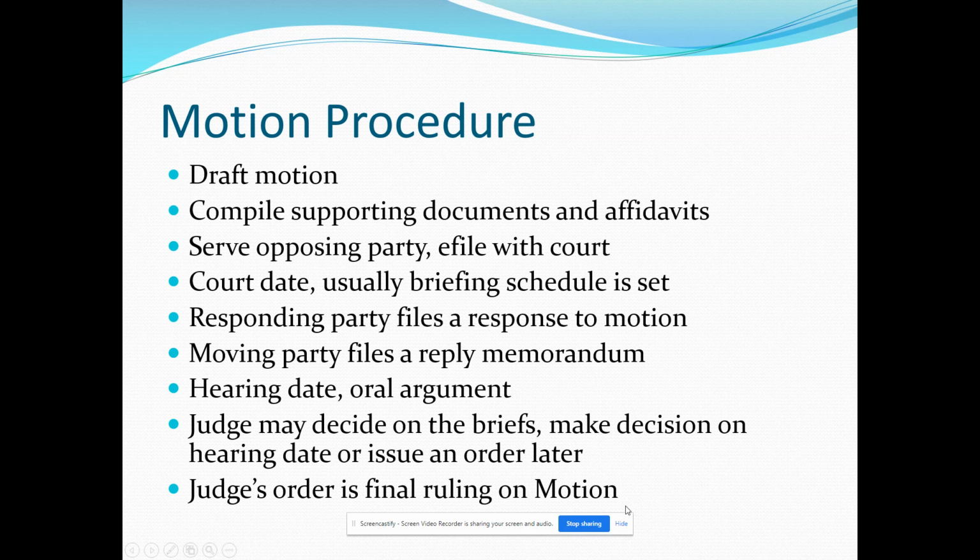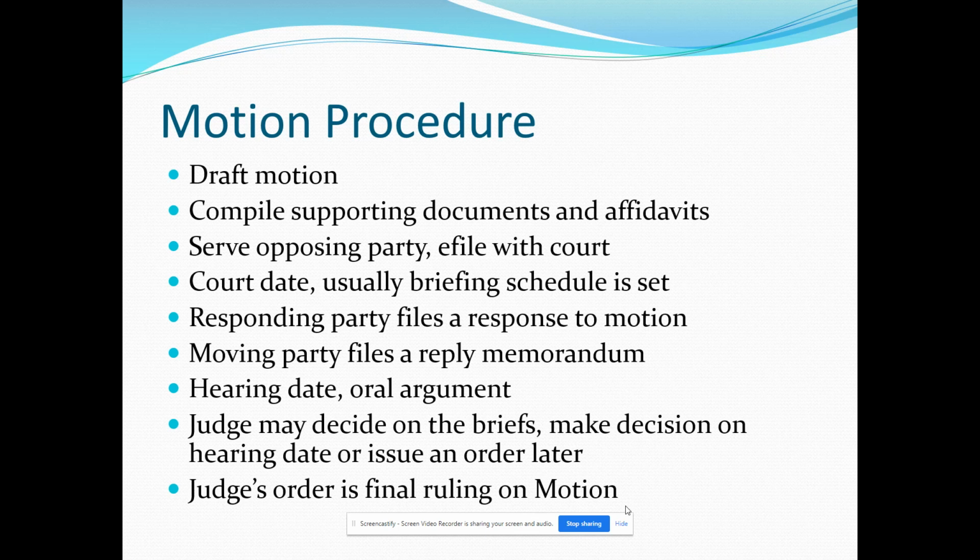So what do we do? The first thing you do, you have some sort of thing that you're going to want the court to do. So someone drafts a motion. Okay, you perform legal research to support your motion. You compile your supporting documents and affidavits as needed. And the opposing party has to be served. The motion will have to be filed or e-filed with the court. And then there's a court date to hear this motion.